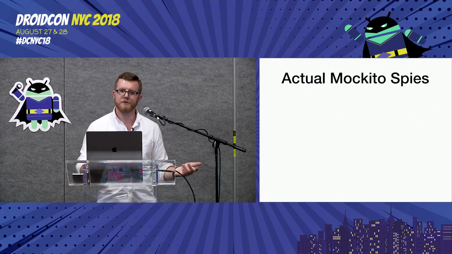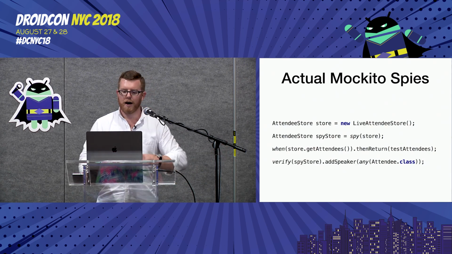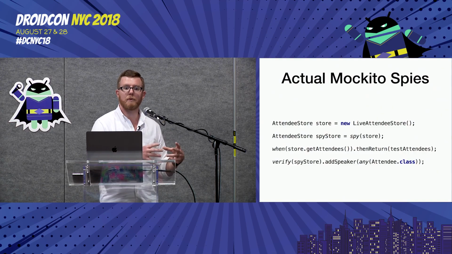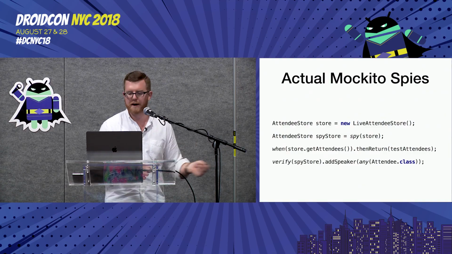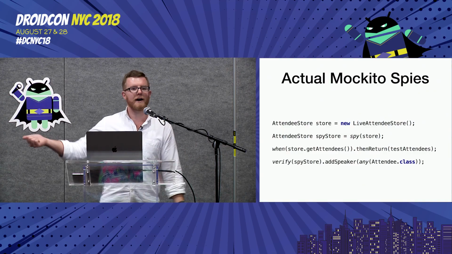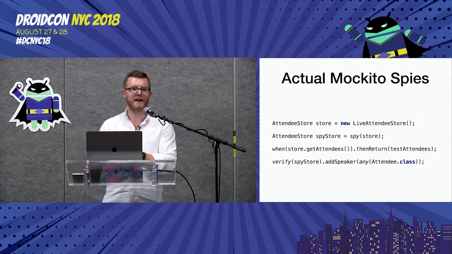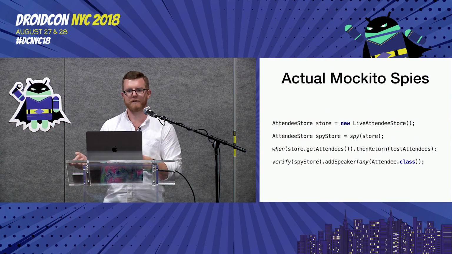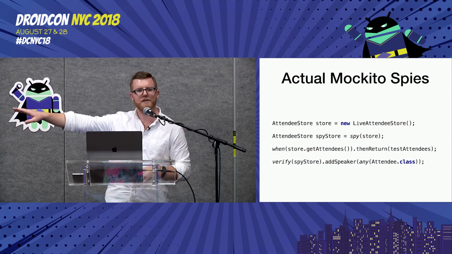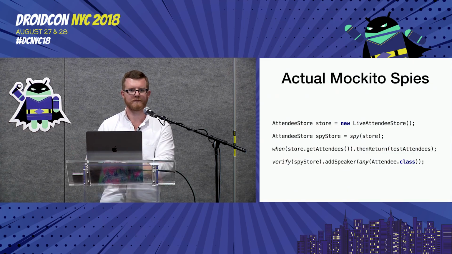But Mockito actually also has spy objects. So there's a spy method that you can use. For this case, you have to pass in the real implementation of an object. So that's where the internal state comes from for the other part of a spy. So in this case, I'm spying on my attendee store. I can do the mock, or the stub stuff, where I say, hey, when you get this method called, return this value. You can also verify that certain methods were called on that spy. It's not shown here, but you can also query the spy for the internal state of that object as well.